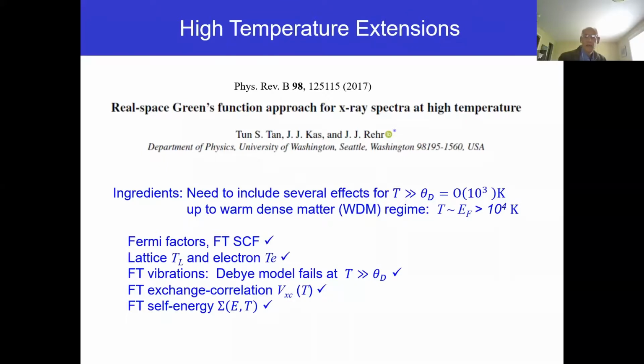Finally, I'll spend a little bit of time on the high temperature extensions. This was done by our graduate student, Sun Tan. This should read 2021. I don't know how this got in here. So we wanted to generalize the FEFF code up to warm dense matter temperatures. This is the sort of temperature in the outer part of the sun or the interior of planets, or the temperatures that you can get when you hit a material with an X-ray free electron laser.